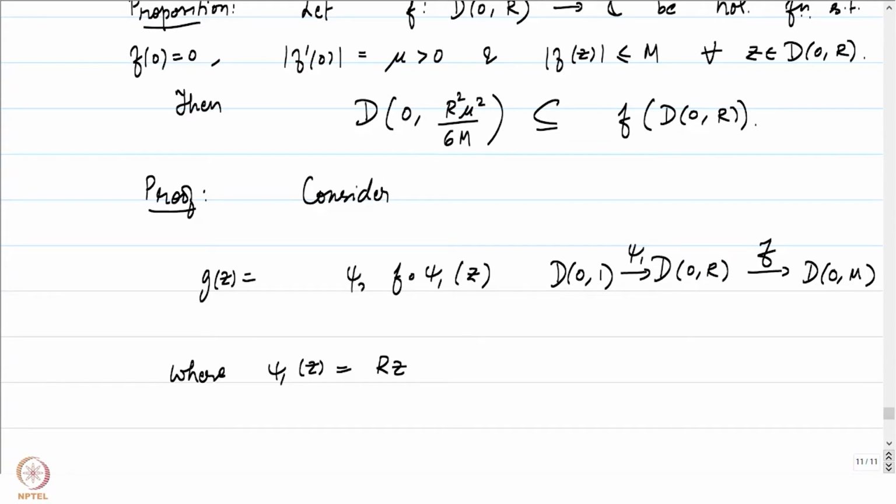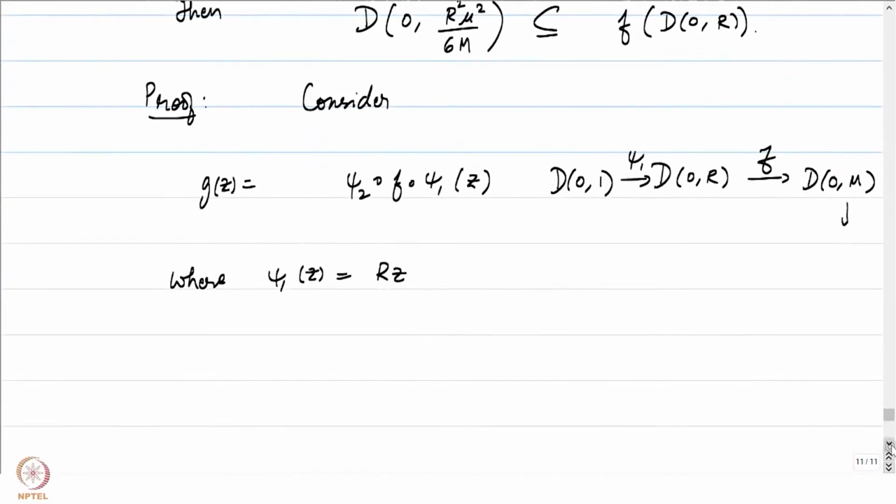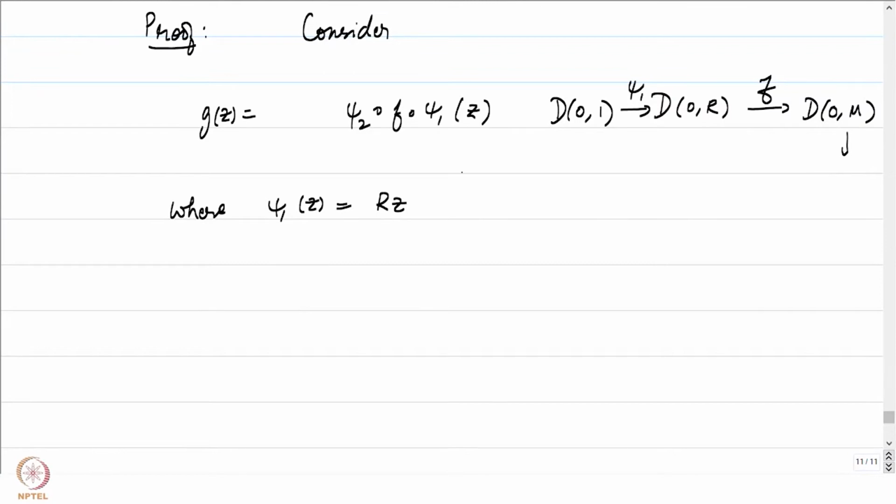So let's now compose it with a psi 2 post composition, which will send it to the following. We would like to have the derivative to be equal to 1. So psi 2 of z should be equal to z by r times mu. Observe that both r and mu are positive, so this makes sense. So this is just going to go into D0 m by r. This is precisely what we are ending up with a psi 2 here.